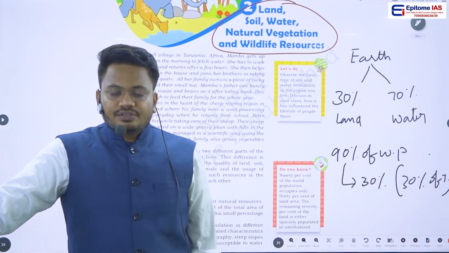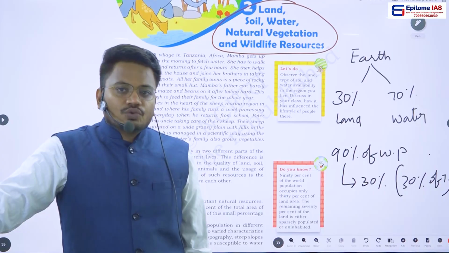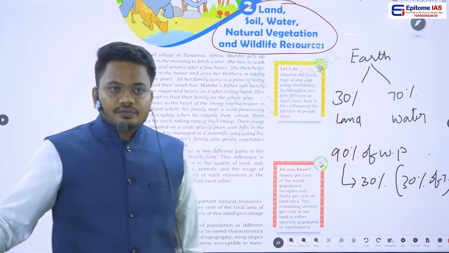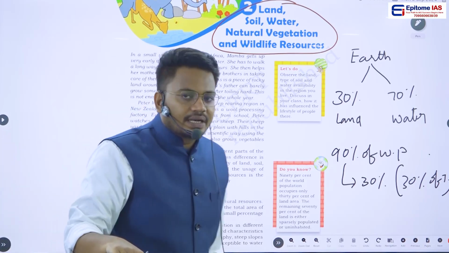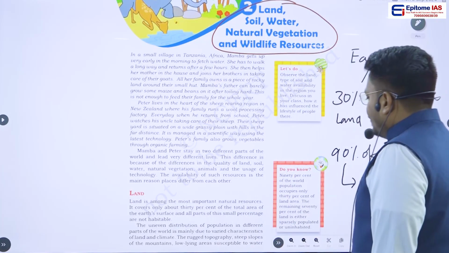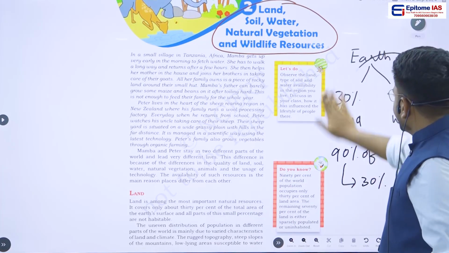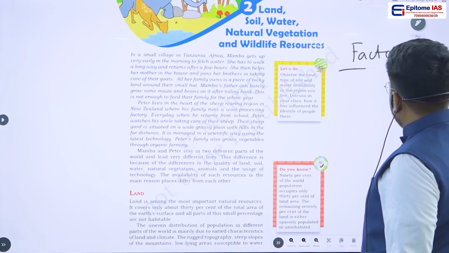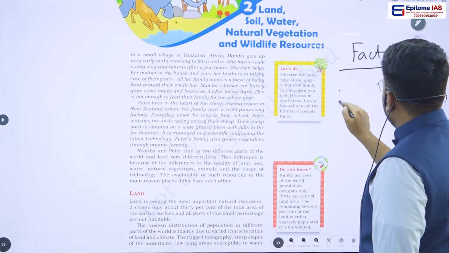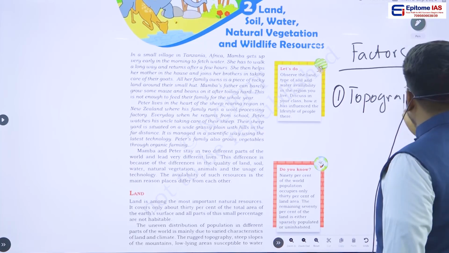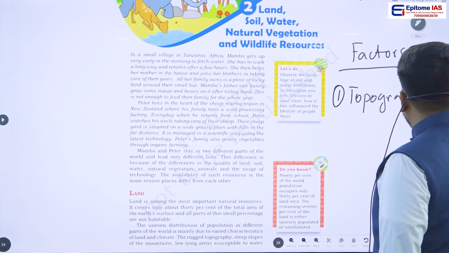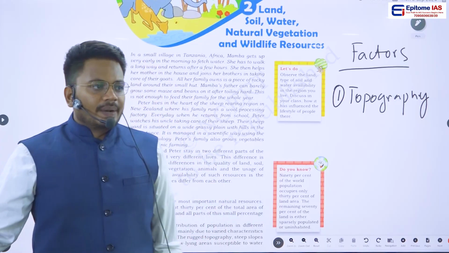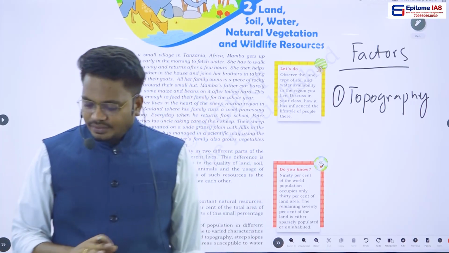If you see the uneven distribution or uneven usability of land, obviously there should be some factors. If you go back and see the factors affecting this uneven distribution, the main factors would be geographical factors. First one, topography. What is meant by topography? We already saw landforms: we have plateaus, plains, mountains, deserts, all these things.